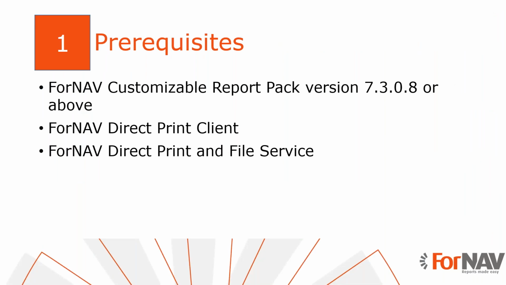Today, I will be running scripts in a Business Central Cloud tenant with the Business Central 2023 Wave 2 release. I've installed the 4NAV customizable report pack, and I've executed the step-by-step wizard from the assisted setup to get started. I've installed and set up the 4NAV direct print and 4NAV direct print and file service. You can find details on the use of these in our 4NAV direct print series of coffee breaks. To run PowerShell scripts from Business Central, you need at least version 7.3.0.8 of the 4NAV customizable report pack. And of course, everything I do today will also work in an on-premise environment.